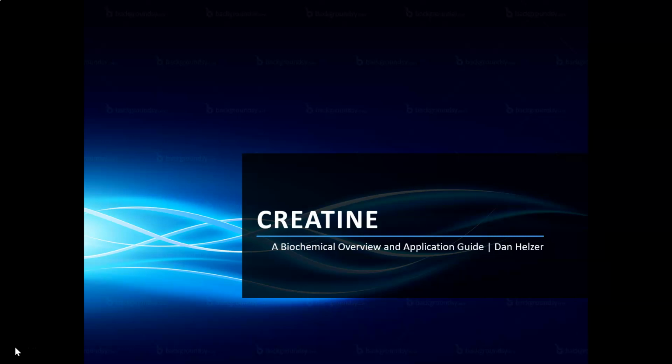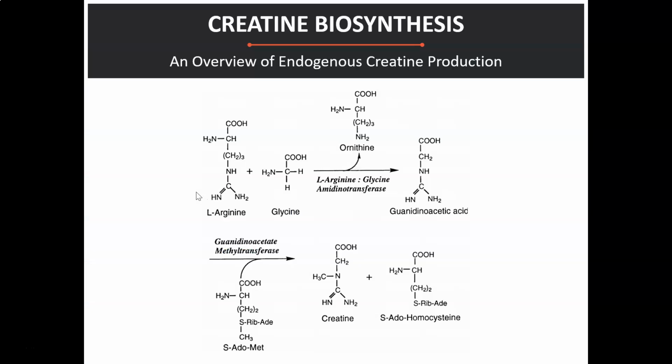In this video, I want to discuss creatine, beginning with the synthesis of creatine specifically. An overview of the biosynthetic pathway of creatine is shown here. As you can see, creatine is synthesized de novo from arginine and glycine. These amino acids undergo two reactions catalyzed by, first, L-arginine glycine amidinotransferase, and second by guanidino acetate methyltransferase. The end products are, of course, creatine, but also S-adenosylhomocysteine, a process I will discuss now in more detail.